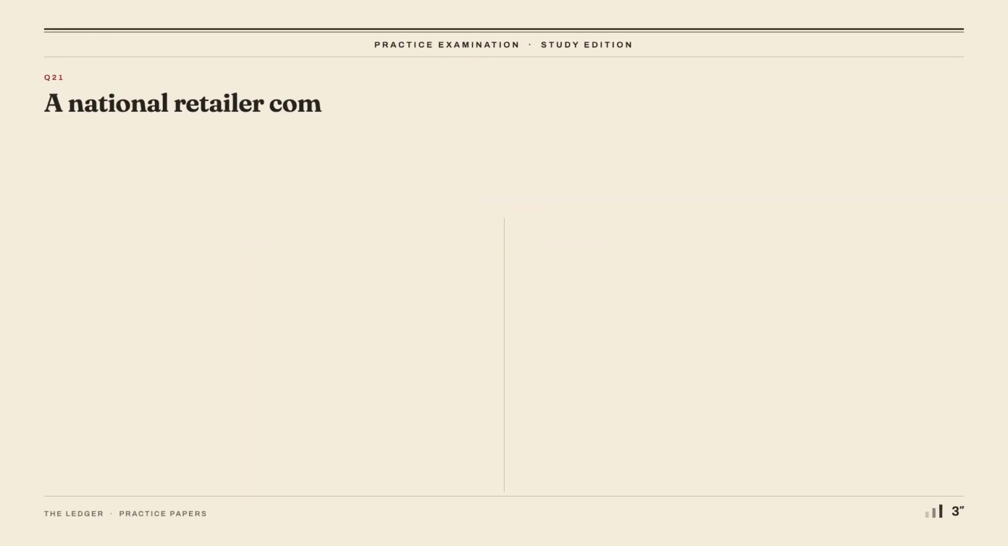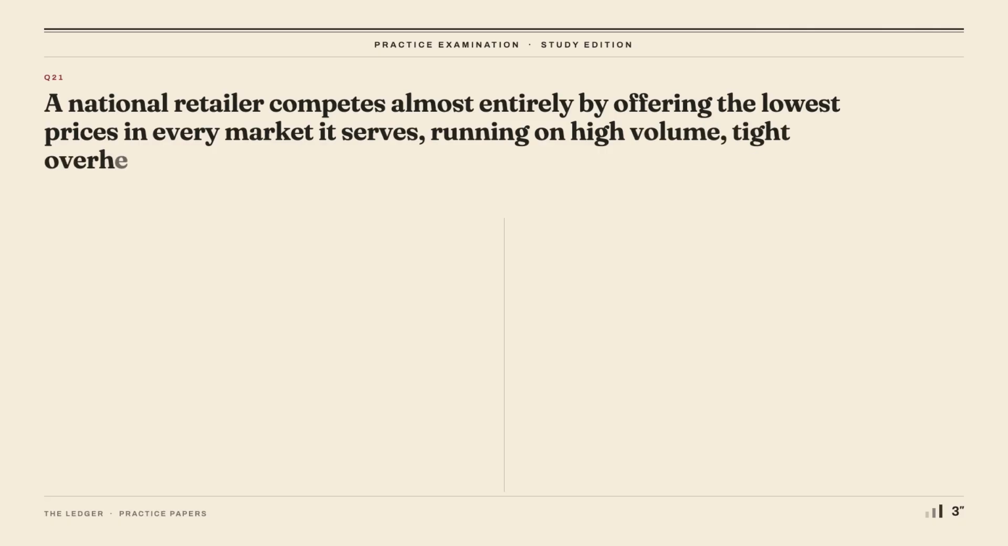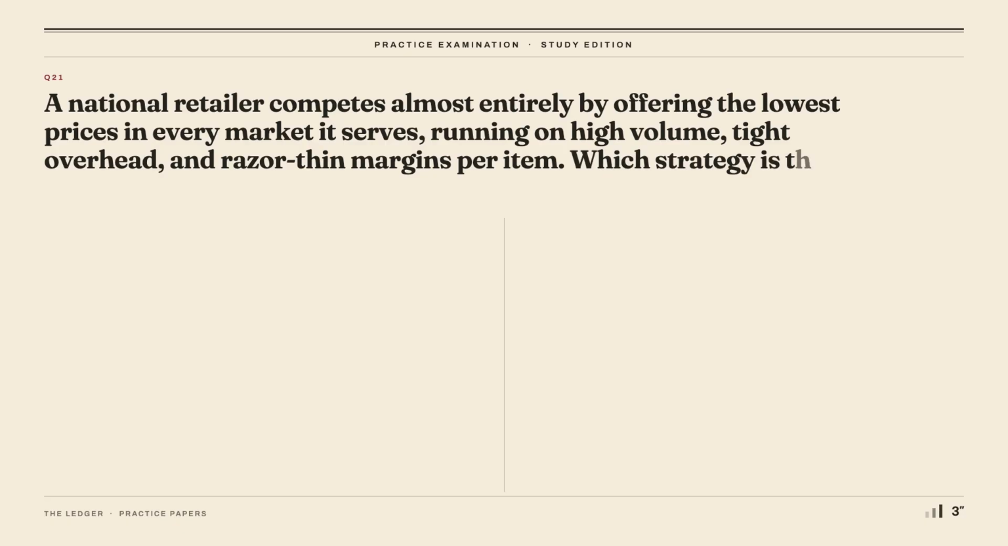Question 21. A national retailer competes almost entirely by offering the lowest prices in every market it serves, running on high volume, tight overhead, and razor-thin margins per item. Which strategy is this retailer executing?